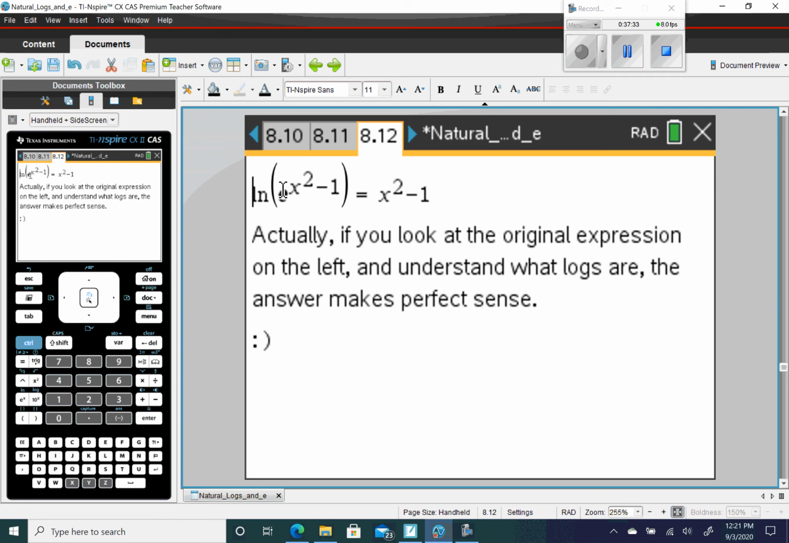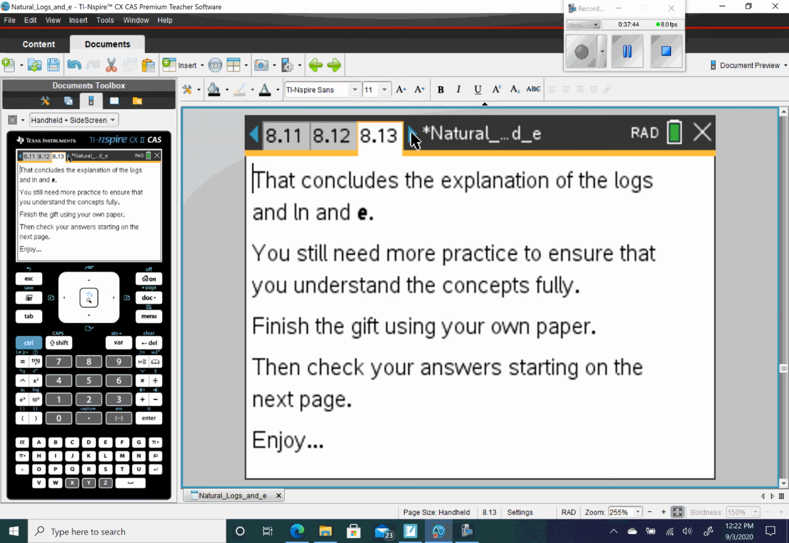So what this is saying here is what I mentioned before. If the natural log and e are inverses of each other, they cancel out. This is why it would make sense we're just left with the x squared minus 1. Again, you don't have to finish the gift right now. I will assign that at a later time.